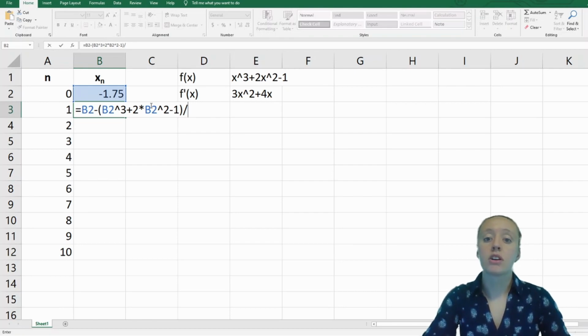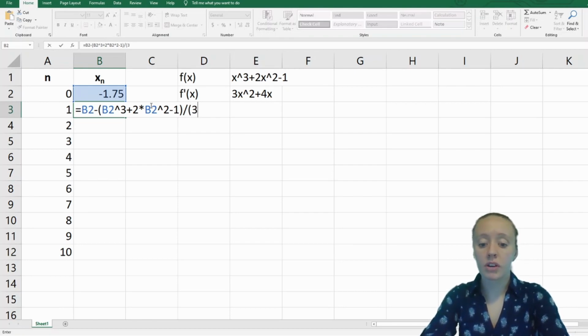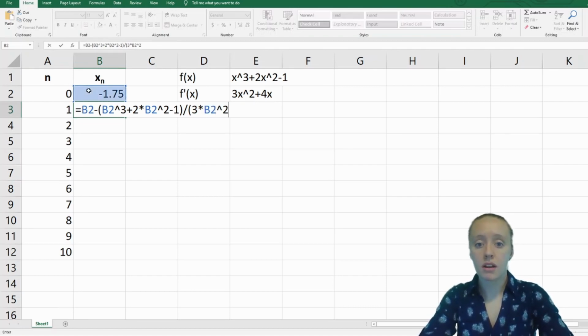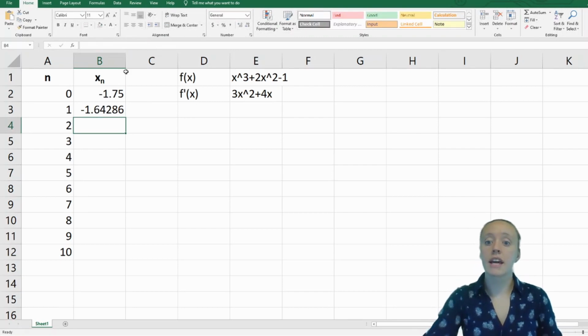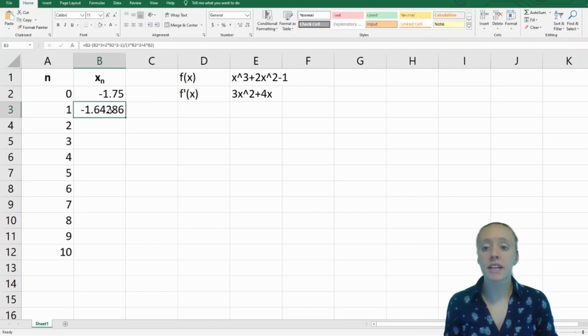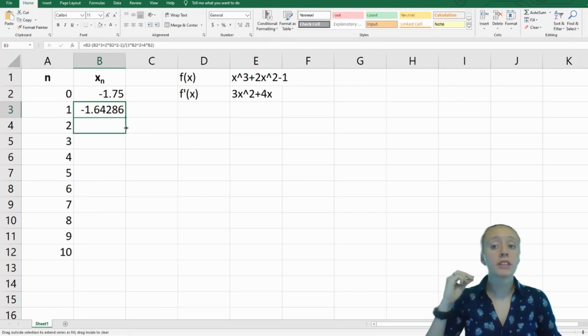So then I'm going to have, again, parentheses, 3 times B2 squared plus 4 times B2. And go ahead and hit enter, and you can see my next value I get is negative 1.64286. So that then becomes my new x sub n. So if I click this and drag down, because we always use that previous cell, the formula will transfer through.